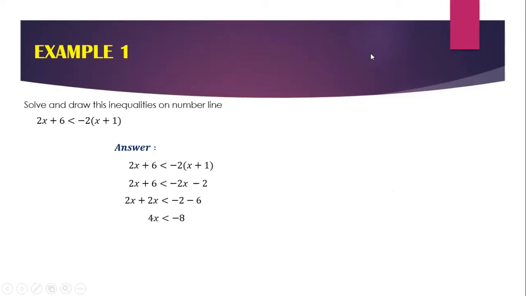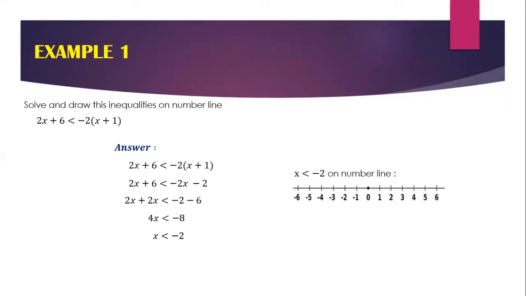Okay, we found 4x less than minus 8, and of course, x less than minus 2. Right. Now we go to number line. We're going to present this answer on number line. Look at the diagram below. x less than minus 2 on number line. Here we go. This is the answer. Is it clear, everyone? x less than minus 2. Minus 2 is not included in the set answer. This is the diagram. Okay, good. Is it clear, everyone?